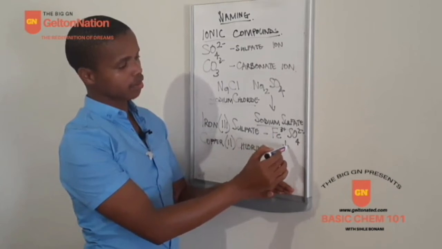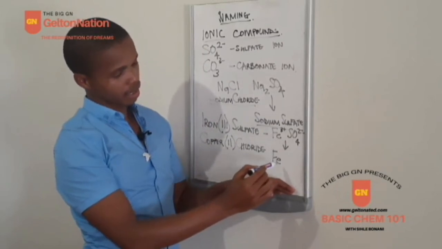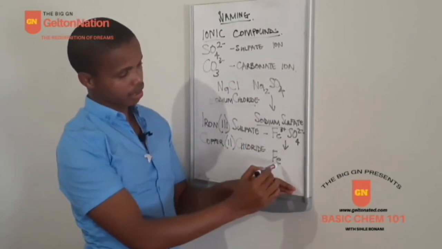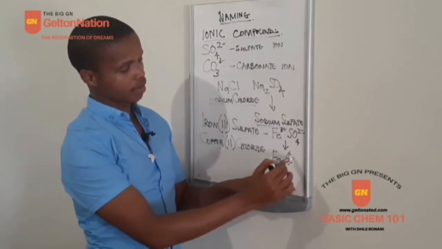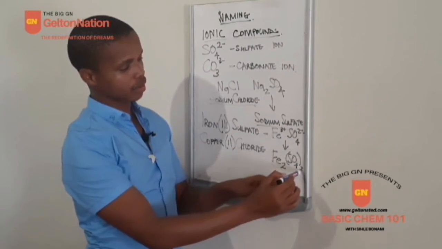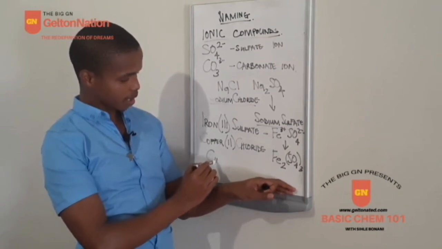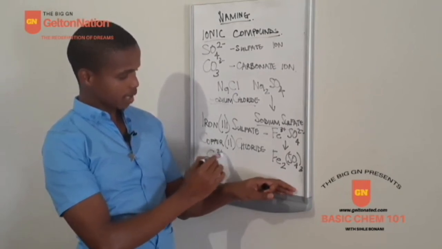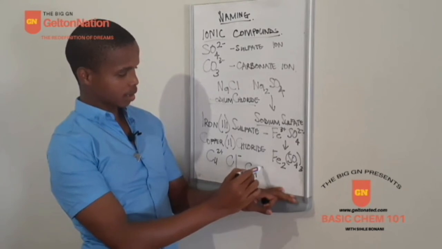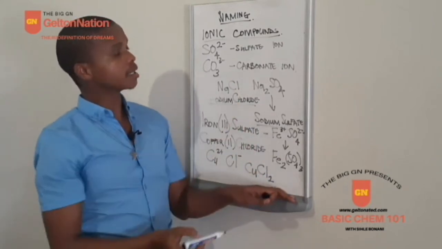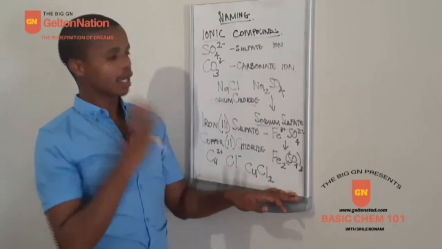So this would give us Fe. From our last lesson, you would know that this is Fe2(SO4)3, which is iron sulfate. And then this one, copper chloride, would be Cu. So this is 2 plus, then this is Cl minus. So this would be copper chloride. Then that is your naming and your formulating of ionic compounds.